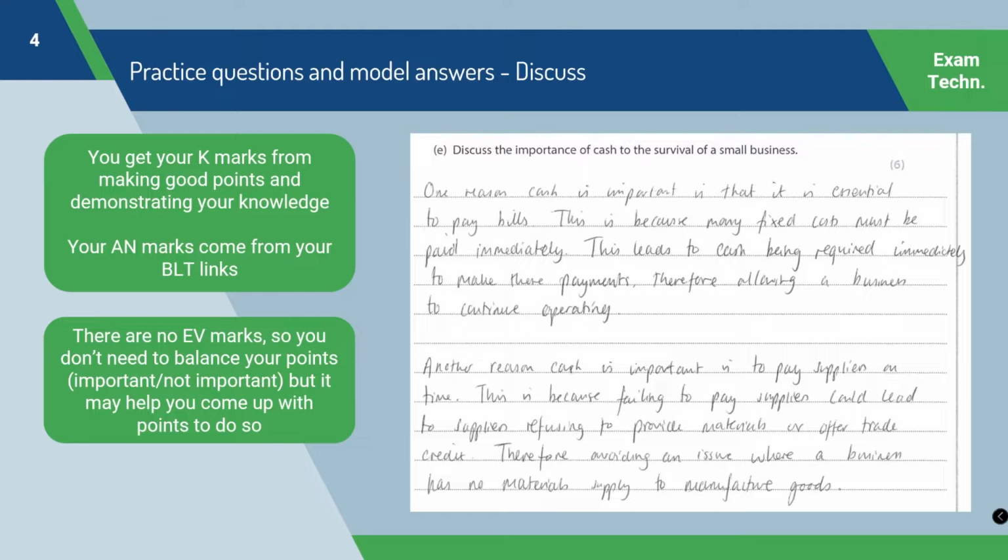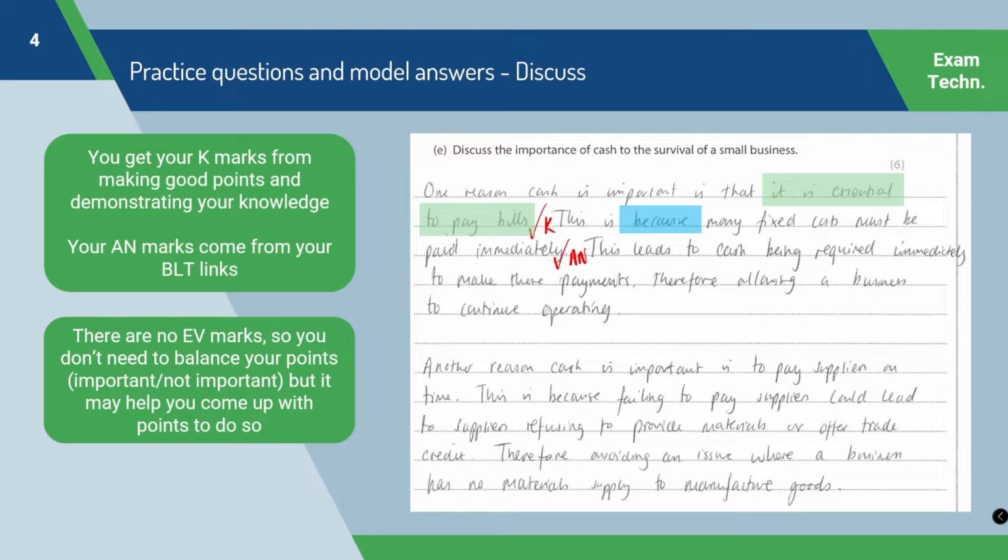So let's have a look at this student response, shall we? So one reason cash is important is that it is essential to pay bills. Okay, so that's a point. It's a little bit vague on the bills, but we'll go there. It's GCSE. This is because many fixed costs must be paid immediately.